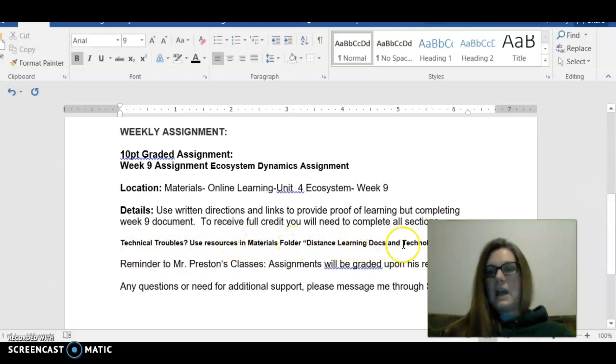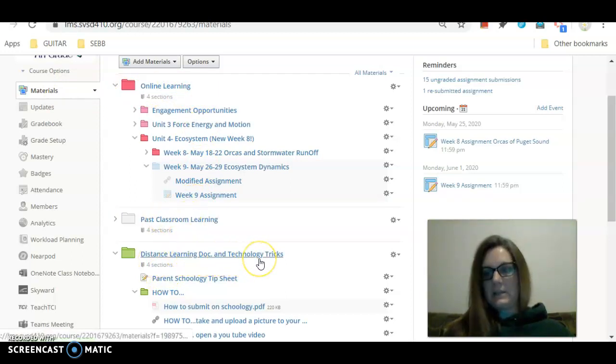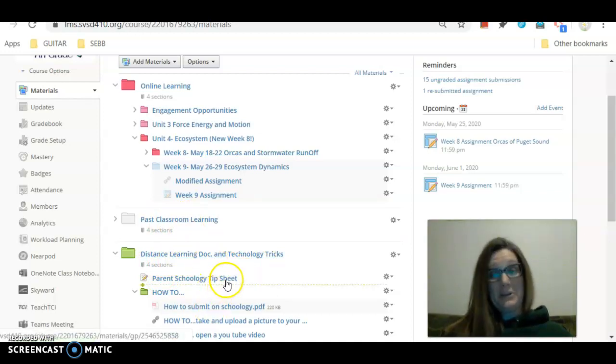If you have technical troubles, I want you to use the resources in the materials folder called Distance Learning Docs and Technology Tricks. Let me show you where that is. In Schoology, under materials, you normally see 3 things: online learning, pink folder, past classroom learning, and then distance learning documents and technology tricks. This folder has been out here for quite some time. You're not looking at it. I've rearranged it a bit. I thought maybe that would help you guys. So I have a folder within the folder. So here's your resources if you're having technical troubles.